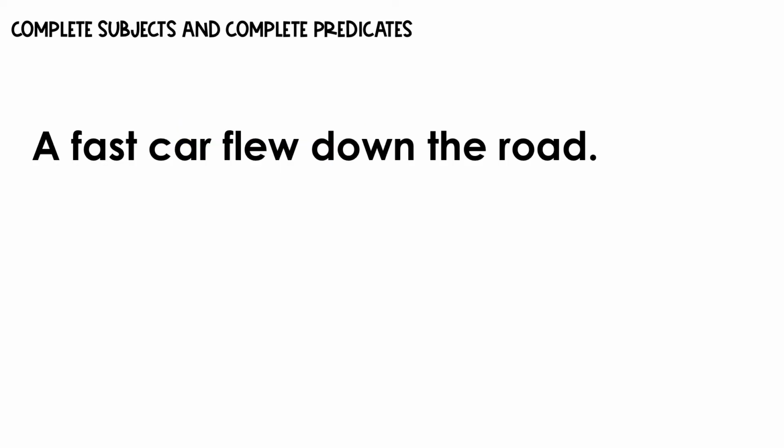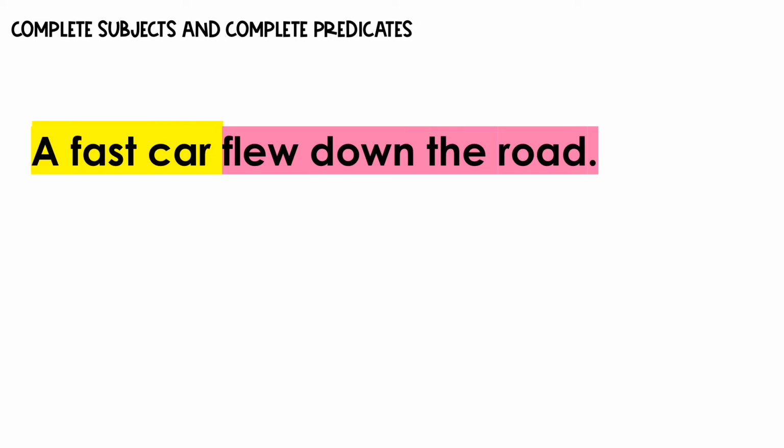Now let's talk about complete subjects and complete predicates. Complete subjects are all the words that belong with the simple subject. A fast car. The simple subject would be car. A complete subject would be a fast car. Next, we're going to look at the complete predicates. The complete predicates are all the words that belong with the simple predicate. Let's take a look. Flew down the road. Flew would be the simple predicate. Flew down the road would be the complete predicate.